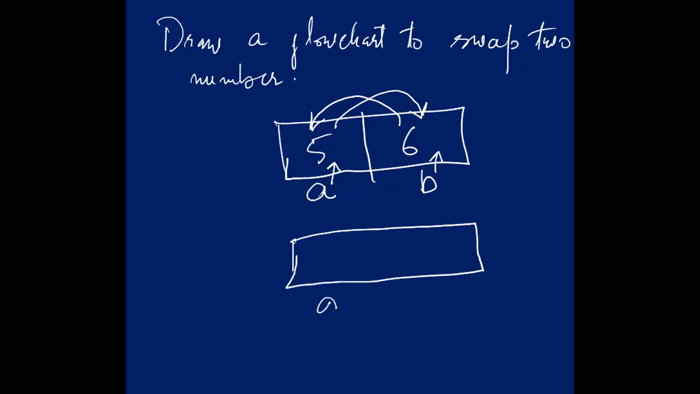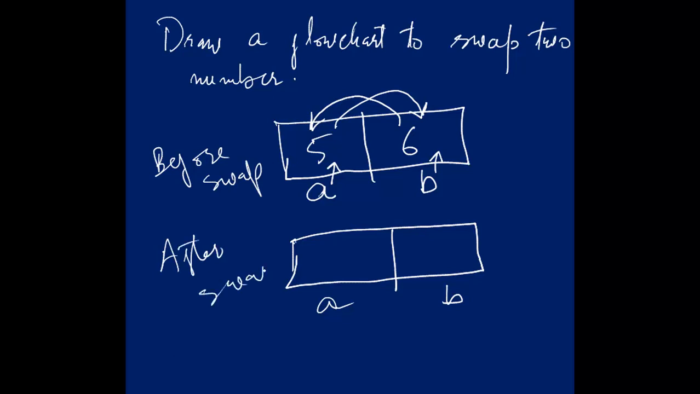So I will write A and B. This is before swap. And this should be after swap. And here value of A should be this 6. And value of B should be this 5, which was the previous value of A. 5 6, 6 5. This is what is called swapping. Now I will draw a flowchart to swap two numbers.